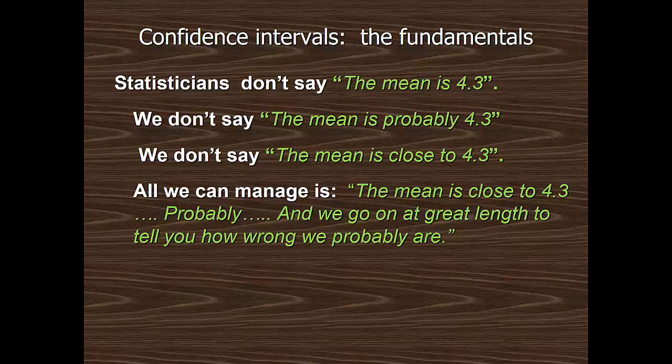And it goes back to our basic fundamental of statistics. Statisticians don't say the mean is 4.3. Statisticians don't say the mean is probably 4.3, and we don't say the mean is close to 4.3. All we can manage is the mean is close to 4.3, probably. And we go on and on at great lengths to tell you how wrong we are.